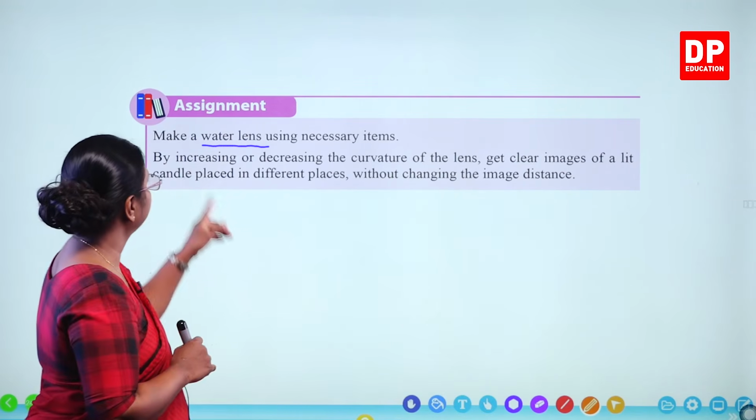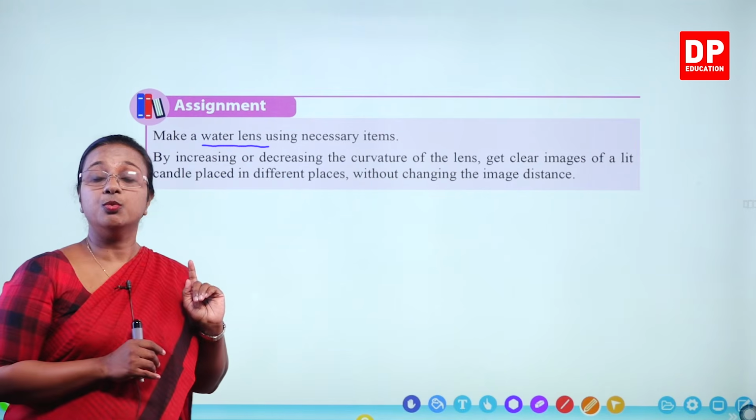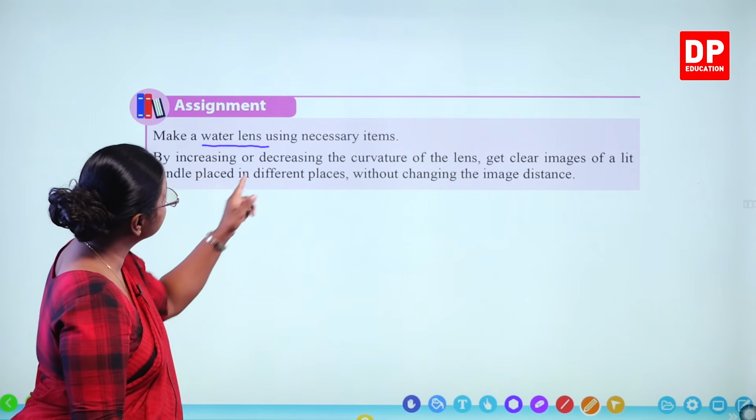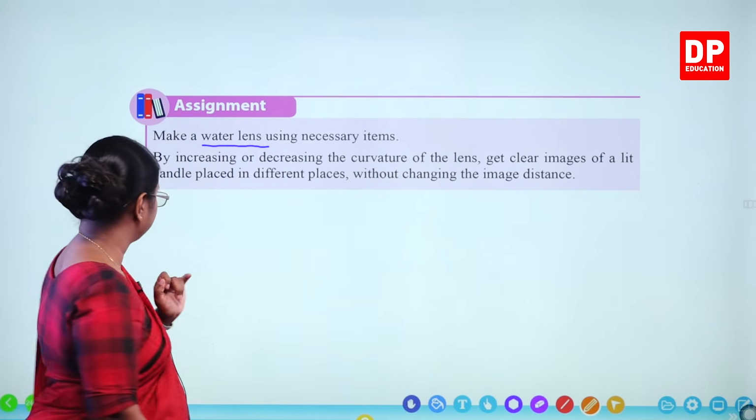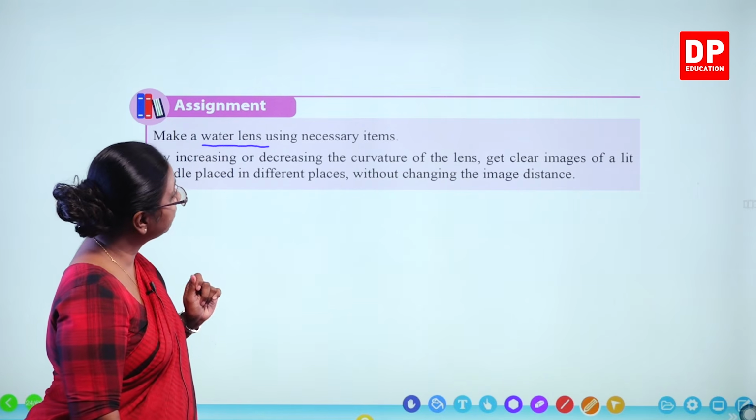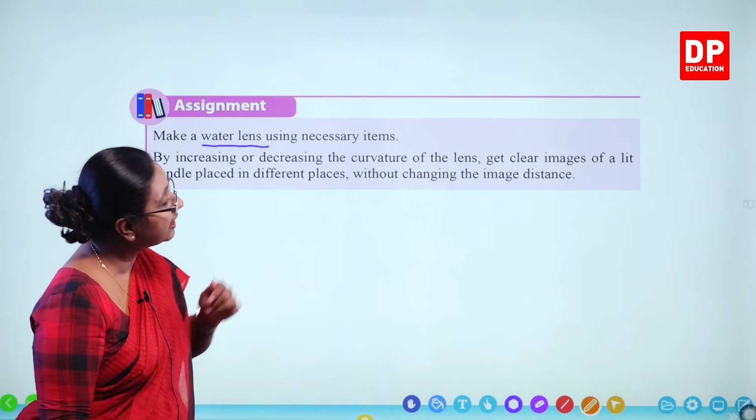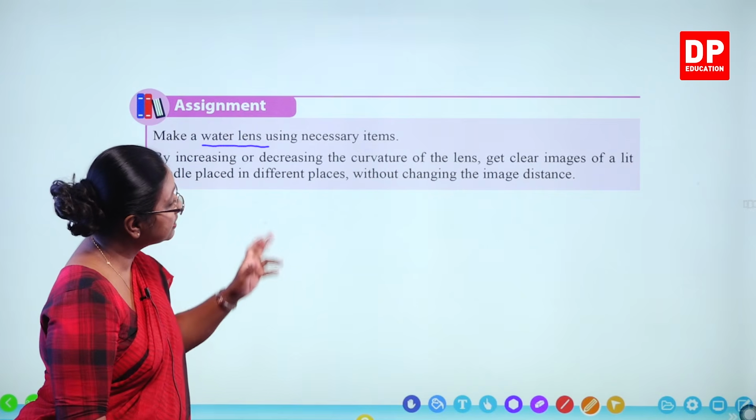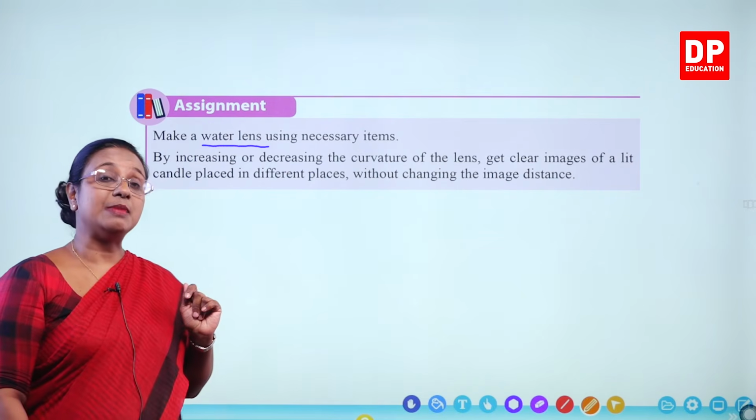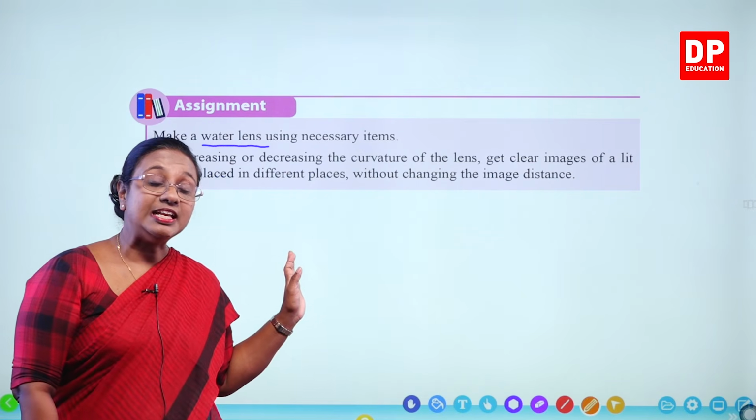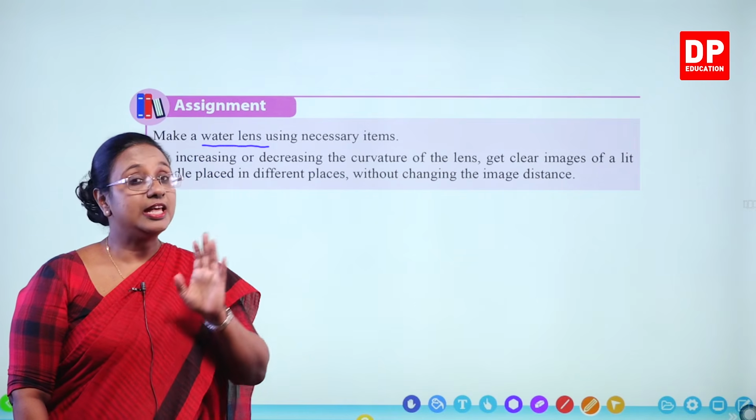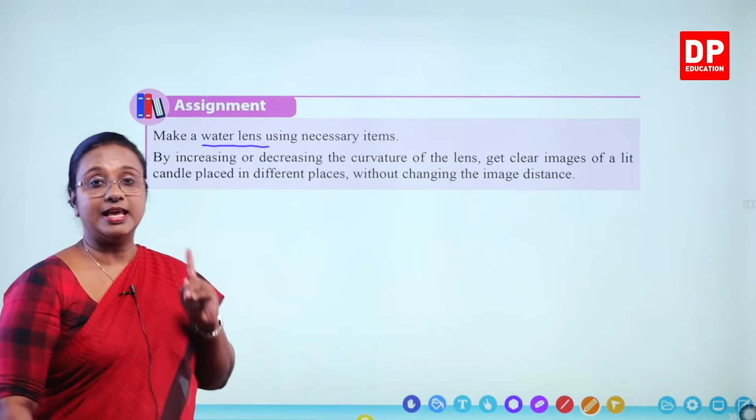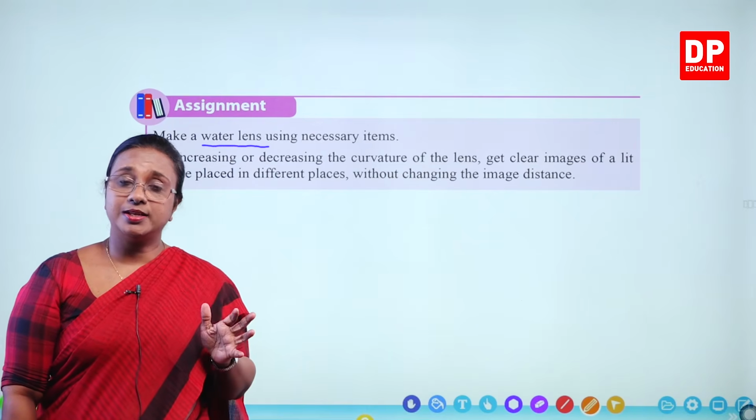But at the same time, we can make a lens using water. So here the assignment is to make a water lens using necessary items. By increasing or decreasing the curvature of the lens, get clear images of a lit candle placed in different places without changing the image distance. So what we did as the activity before, they want you all to try it at home, but with what? With water lens. So how can you make a water lens?